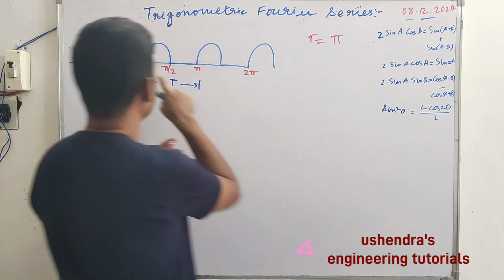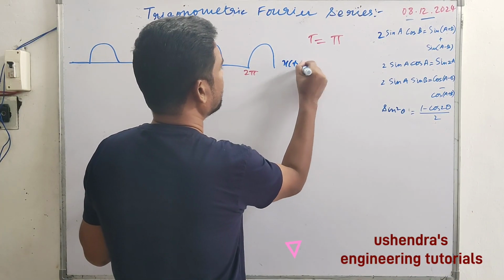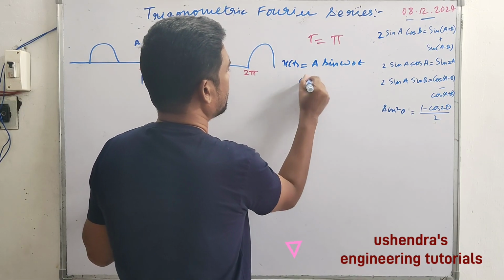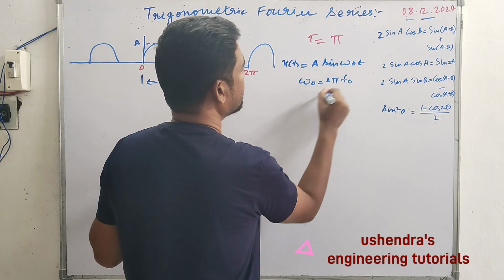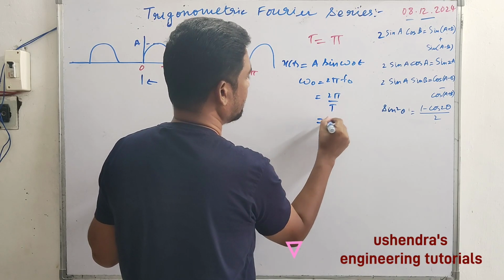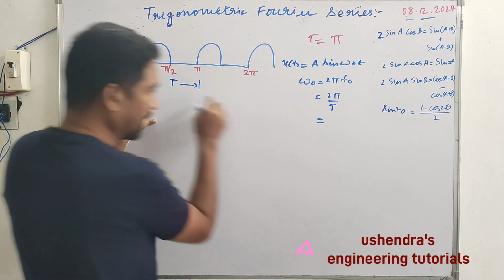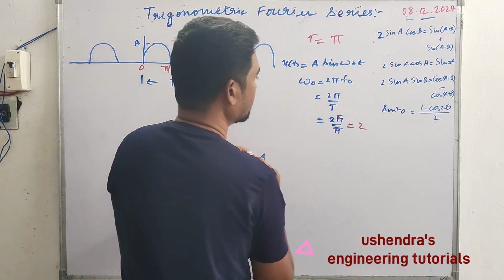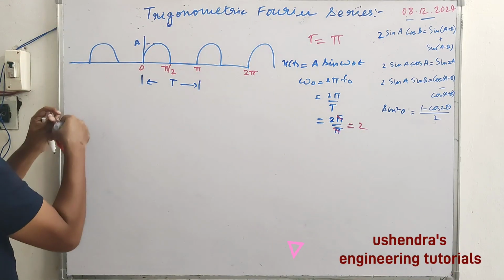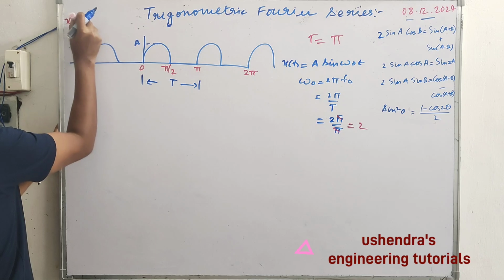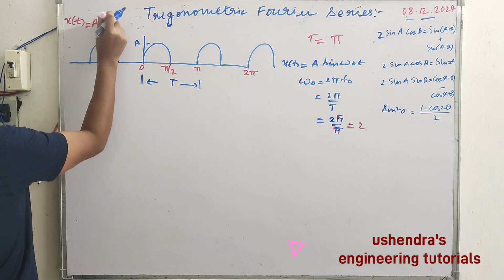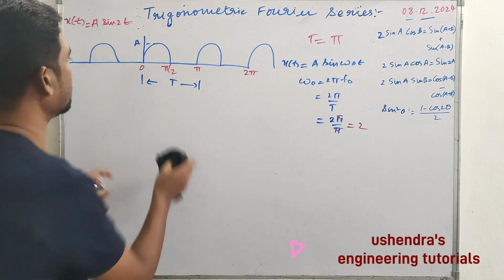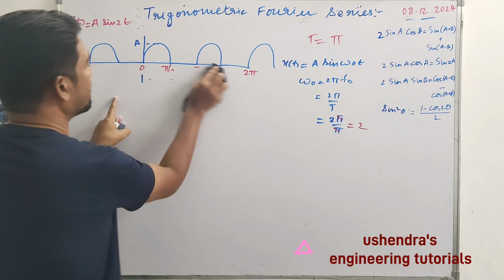What will be x of t then? It's a sine wave starting from t equal to 0, so x of t in general is a sine omega naught t, and omega naught in general is 2 pi f naught, which is 2 pi by T. The time period for one complete cycle is pi, so 2 pi by pi, and cancelling these two, the omega naught value is 2, and so x of t will take the form a sine 2t. Now we will make use of this x of t to evaluate the trigonometric Fourier series representation for this half wave rectified sine wave.